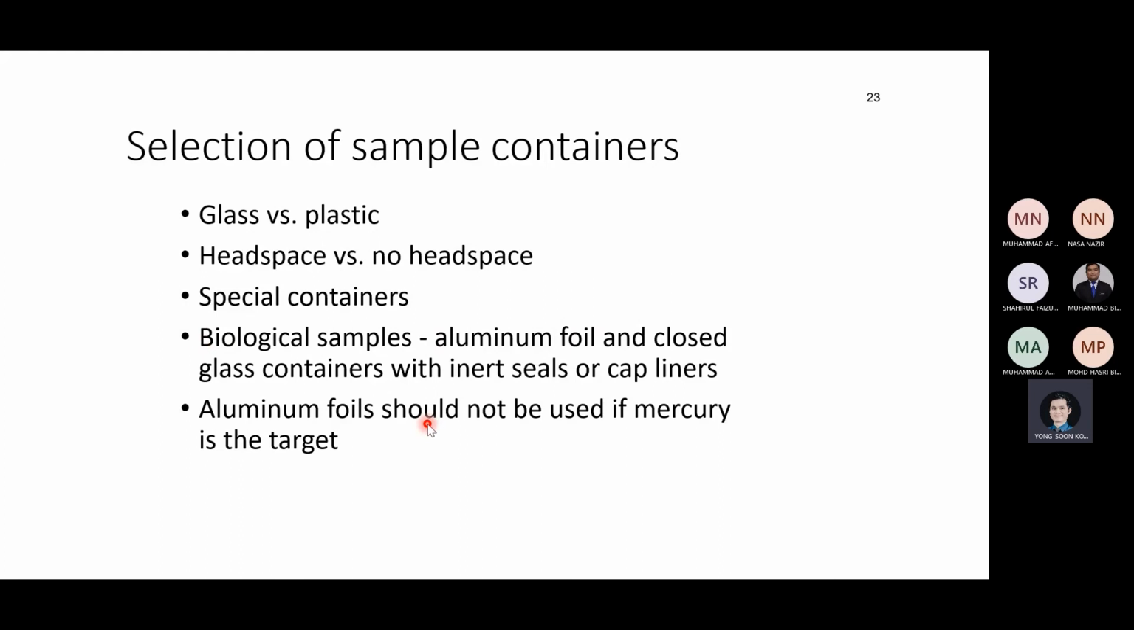Okay, and then aluminum foil should not be used if mercury is in the target. So if the water sample contains mercury, don't use aluminum. Why? Now mercury will interact with aluminum foil to form an amalgam. So it might cause cross contamination if that happens.